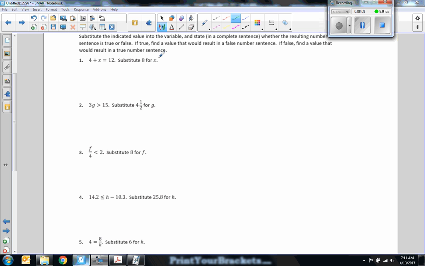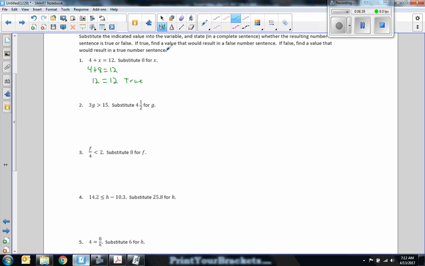Okay, so we can always guess and check, but we're preparing for algebra in this class, so what we want to do is solve this algebraically, and in one step we can find the number that would make that true. Okay, so this says to substitute 8 in for x. So if I say 4 plus 8 equals 12, and I add 4 and 8, it gives me 12, and 12 does equal 12, so that is true.